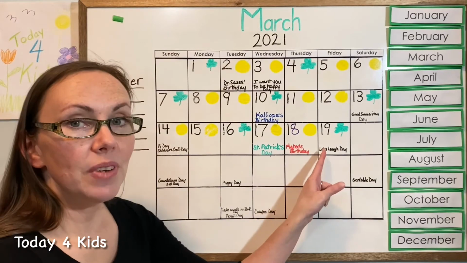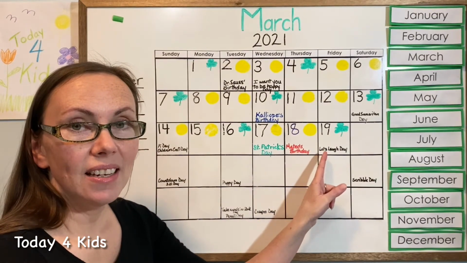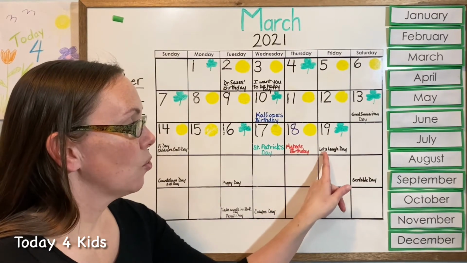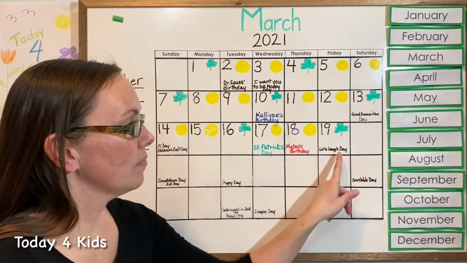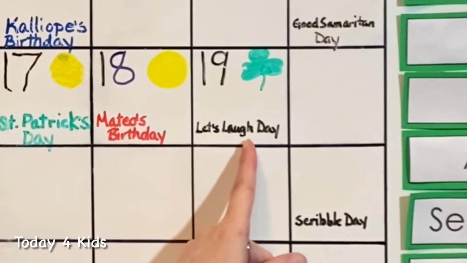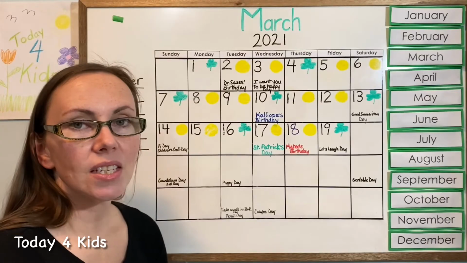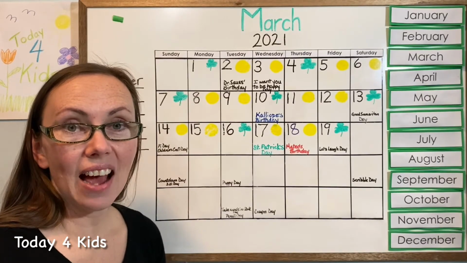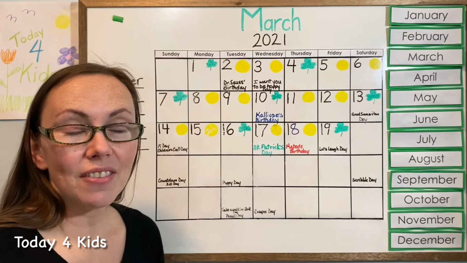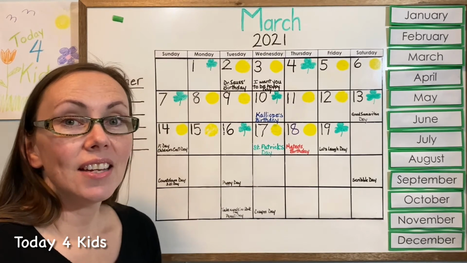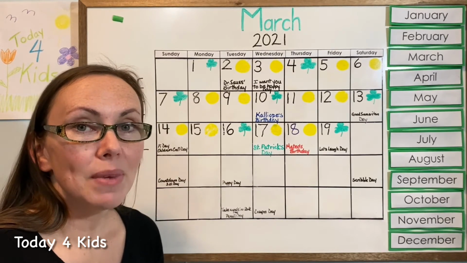So now that we've figured out our date for today, did you notice that there were some words at the bottom of our square? Let's read them. Let's laugh day. So today is dedicated to laughing. It's so important to laugh. It makes us feel so good. Do you like to laugh? What are some things that make you laugh?